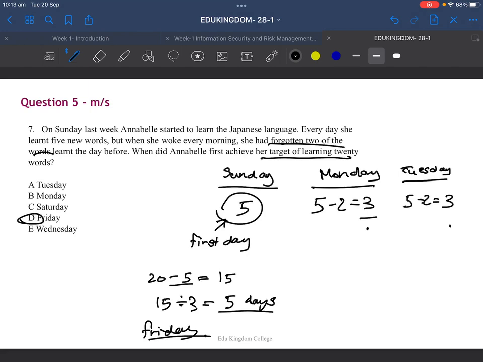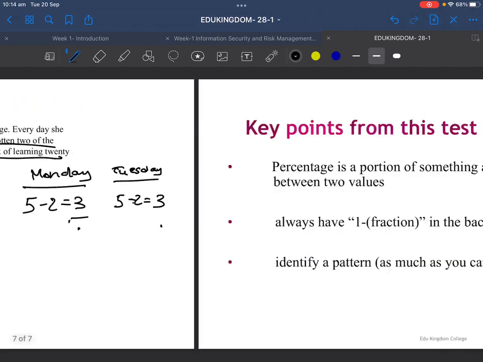And that's why we get D. So just to recap, the reason I did 20 minus 5 was to get rid of the original 5 that wasn't part of the 3 plus 3 plus 3 pattern. After subtracting the 5, I divide by 3 to find out how many more days from Sunday I need in order to learn the extra 15 words.